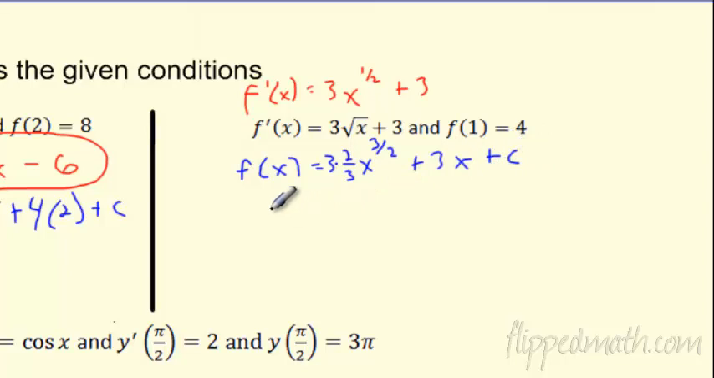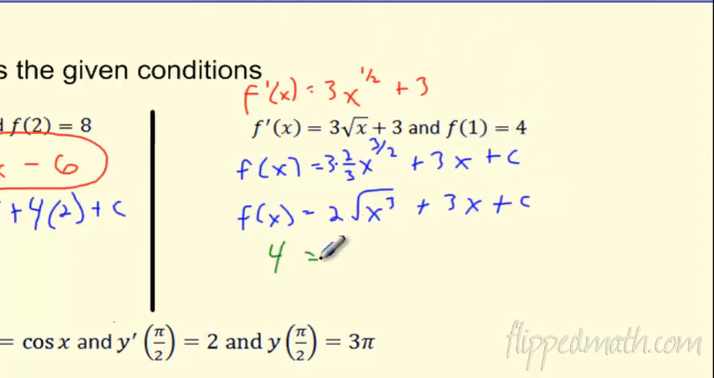So let's clean this up a little bit. I know my function is going to be, those cancel out, I'm left with 2 times the square root of x cubed plus 3x plus some number c. Let's go ahead and sub it in. I know that when the x is 1, y is 4. So let's plug that in. And this is going to be 1 cubed, which is nice. Ooh, I like putting 1 in there.